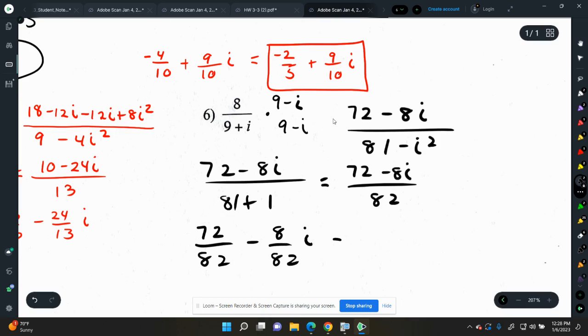So now I just have to reduce. So let's see. How's that going to reduce? Is that just going to be by 2? Wow. 36 over 41 minus 4 over 41i.